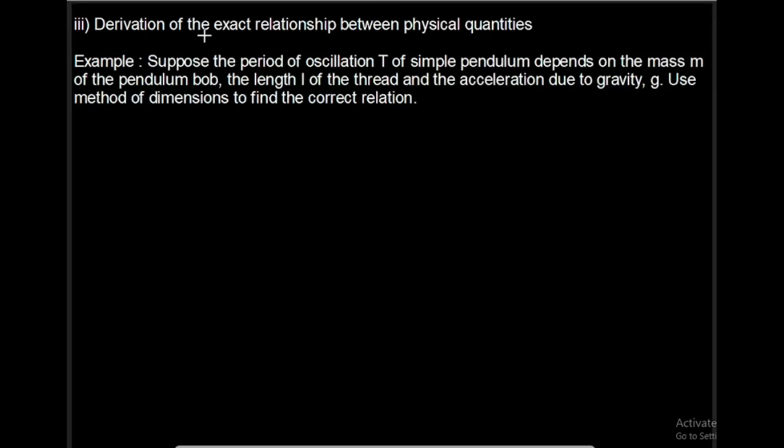Now the next one here says derivation of the exact relationship between physical quantities. Now this one is very important. We can use dimension to get the relationship between physical quantities. And let's look at an example here.